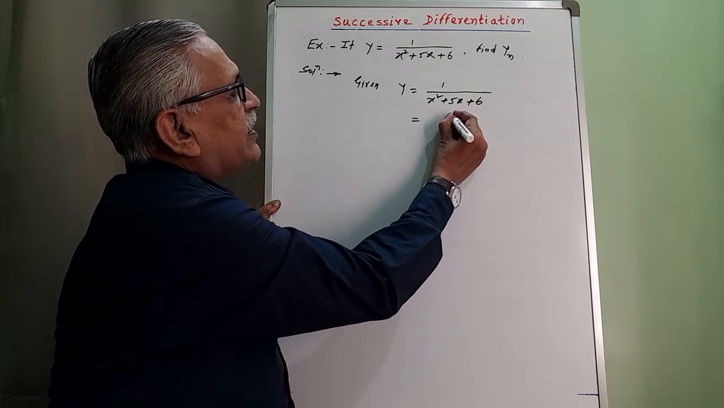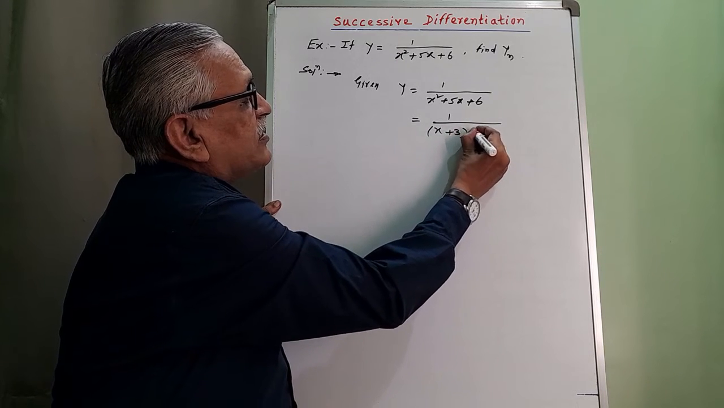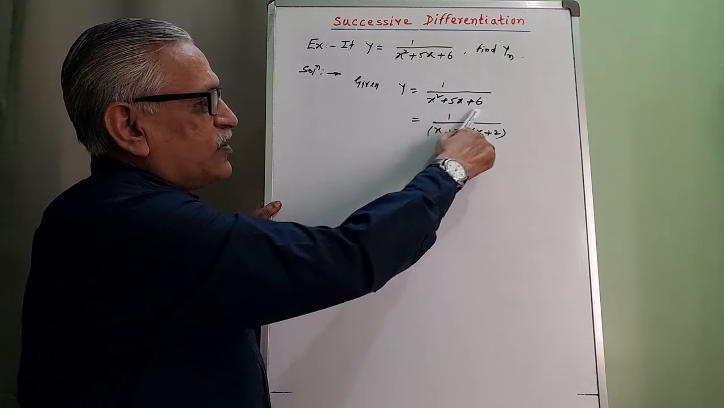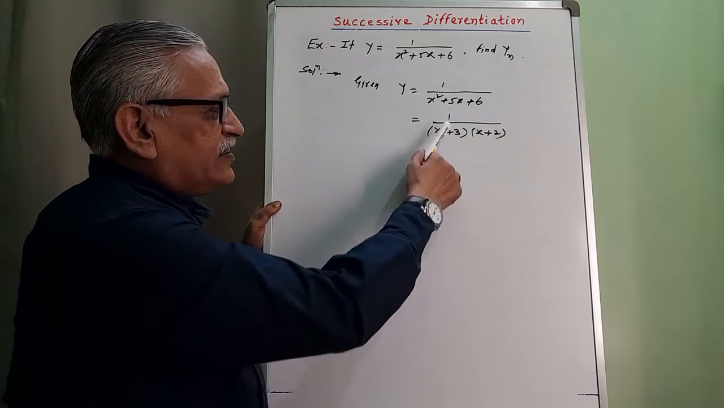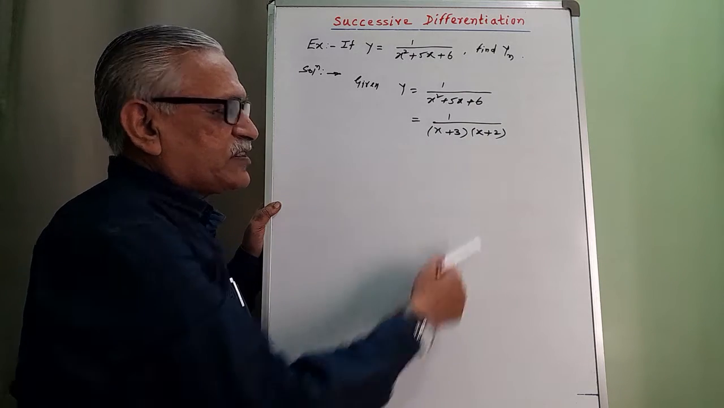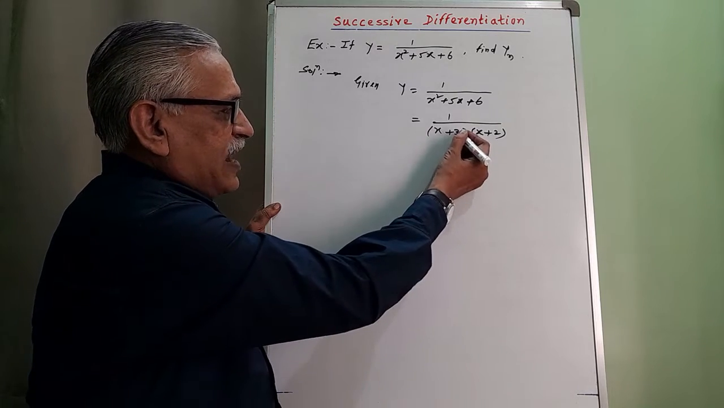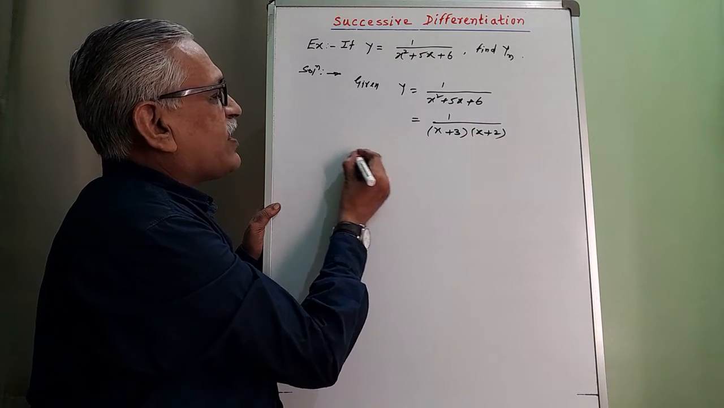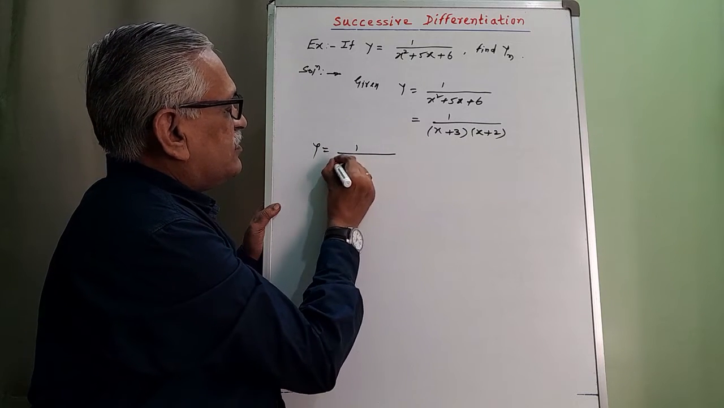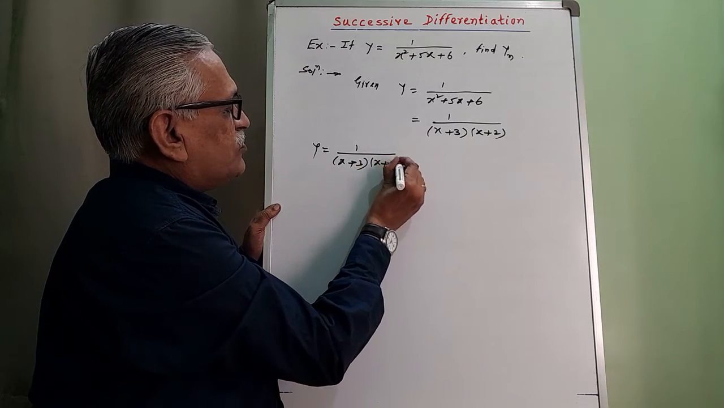And therefore, I can rewrite it as x plus 3 into x plus 2, nothing but x square plus 5x plus 6. And here the degree of the numerator term is 0 and the degree of the denominator term is 2. 0 less than 2 means it is a proper fraction. And as it is a proper fraction, we make partial fractions. Therefore y is equal to 1 upon x plus 3 and x plus 2.